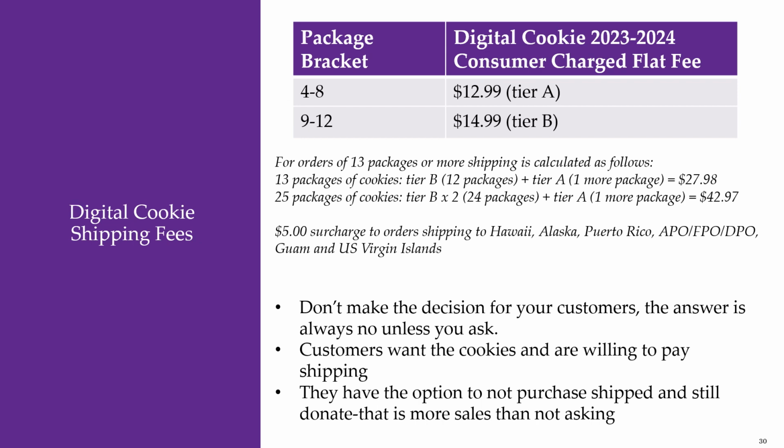There is a $5 surcharge for any orders that are shipping to Hawaii, Alaska, Puerto Rico, APO, FPO, DPO boxes, Guam, the U.S. Virgin Islands, and the Northern Mariana Islands as well. So cookies can be shipped to all of those locations. There is a $5 surcharge for that.